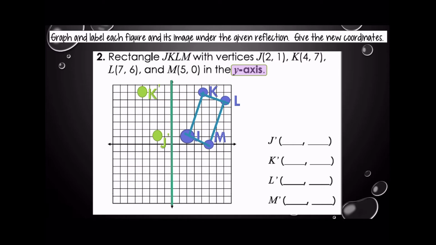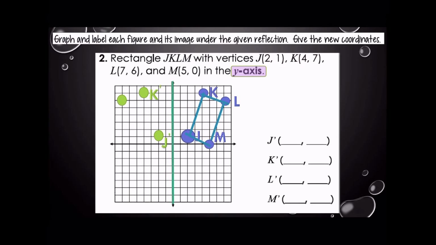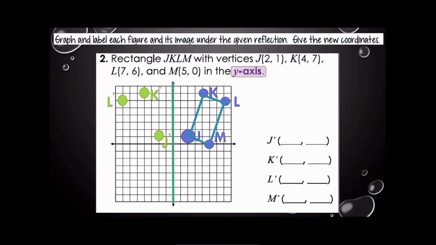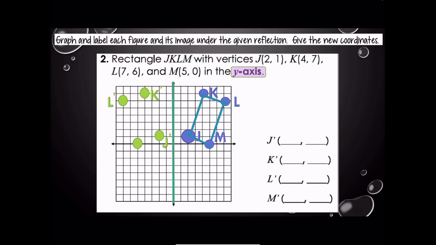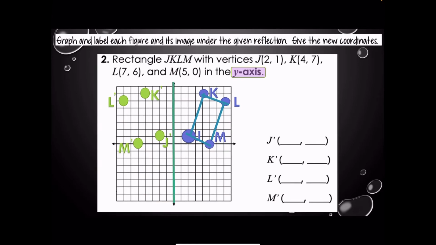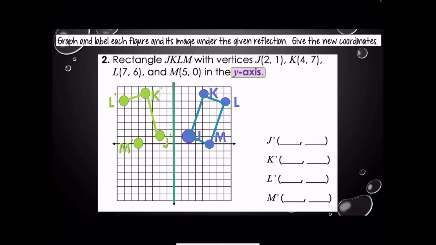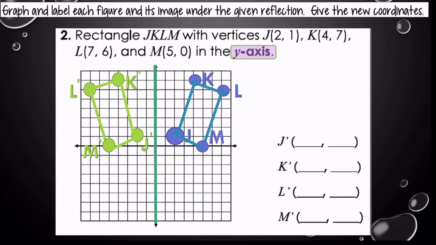Then L. L is 7 spaces to the right, so I need to take it 7 spaces to the left and label it. Some people like to connect as they're going. I plot all my points, and then I'm going to connect them, okay? So we need to find out the new coordinates. Let's find the coordinates of our image.